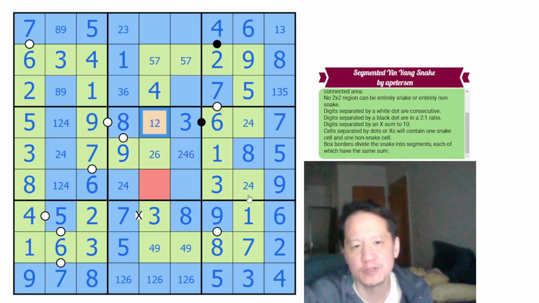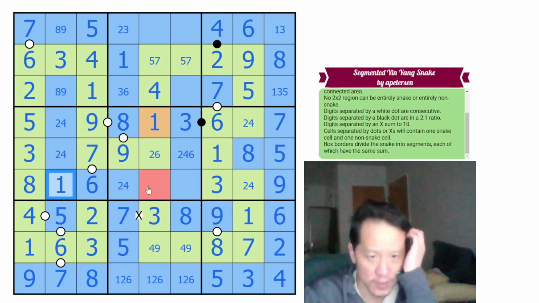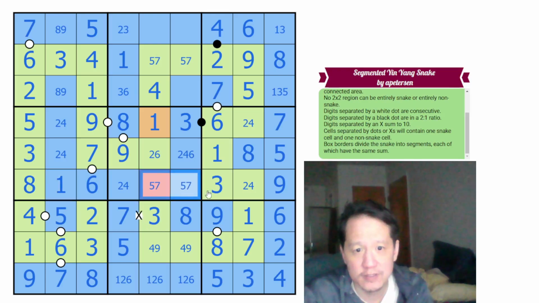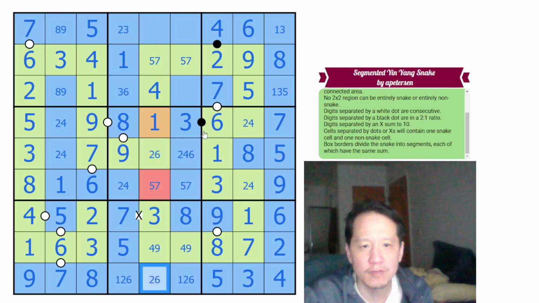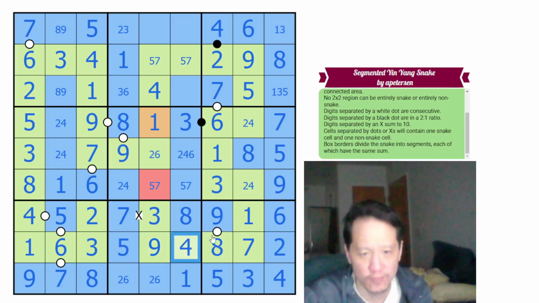Therefore, this cannot be 2. This must be 1, which means this can't be 1. Whereas the 1 in box 4, it has to be here. This has to be then 5 and 7. This can't be 1. This can't be 1, whereas the 1 in box 8, it has to be here. This can't be 4 anymore, so that makes that 9, which makes that 4.